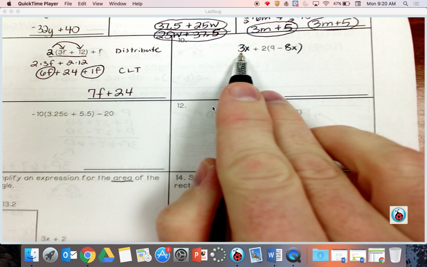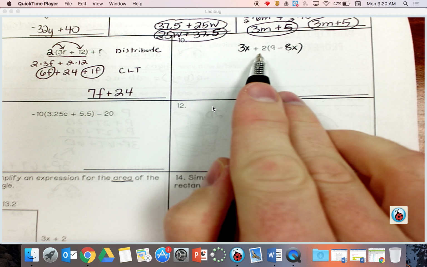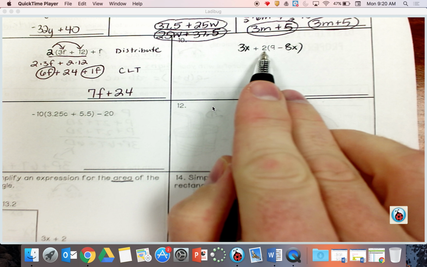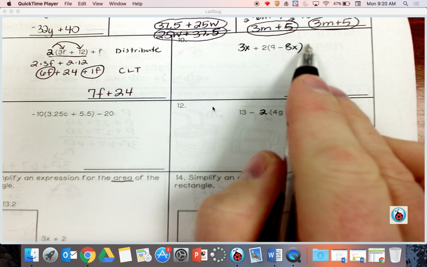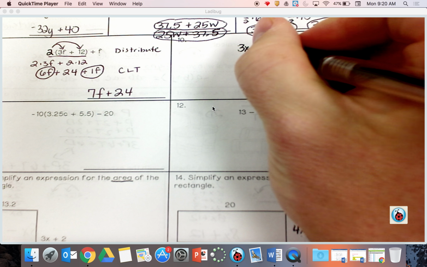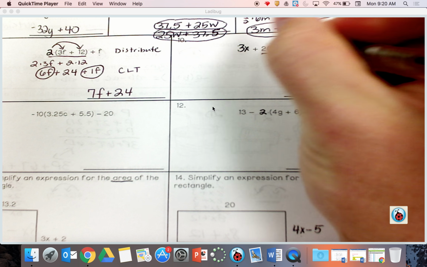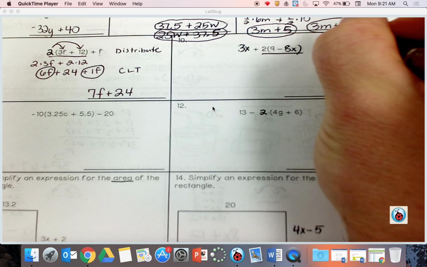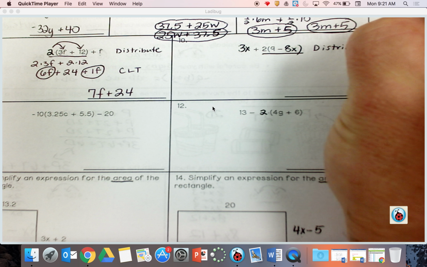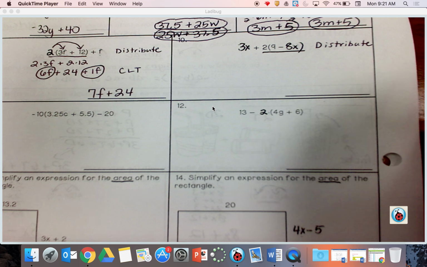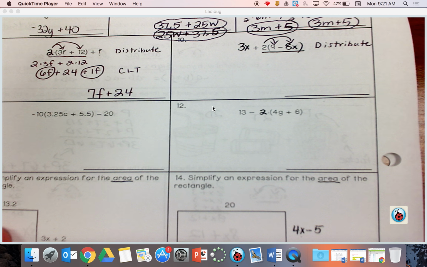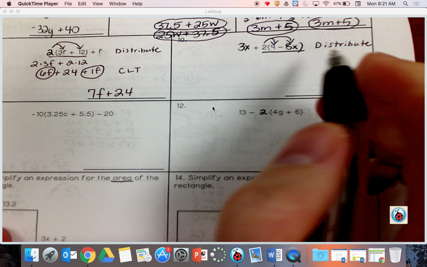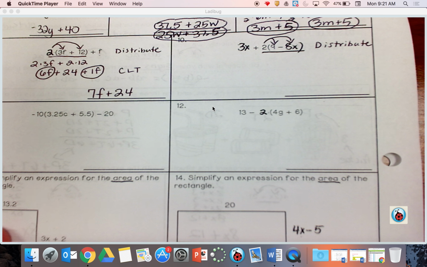Alright, so if I look at my next one, number 10, it's the same way. I read it as 3x plus 2 times the quantity 9 minus 8x, all in parentheses. So this is the part right here that I'm going to start with, because that's my distributing. I'm going to distribute the 2 to the 9, and I'm going to distribute the 2 to the negative 8x. And then I'm going to combine my x's together if I have any.